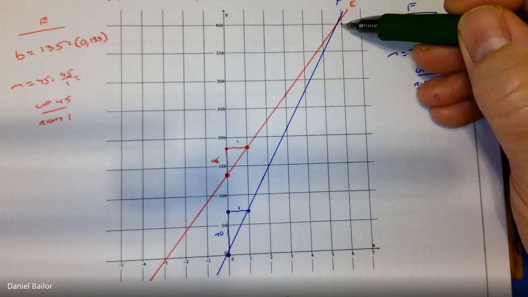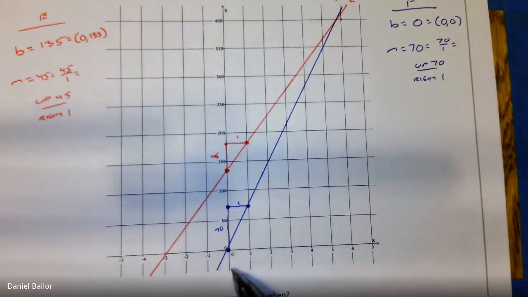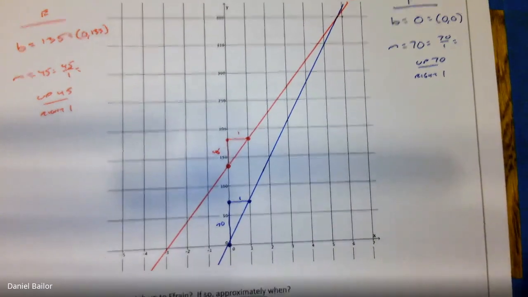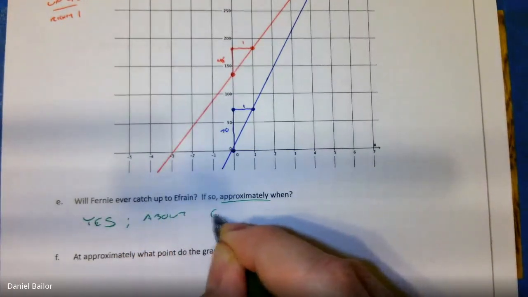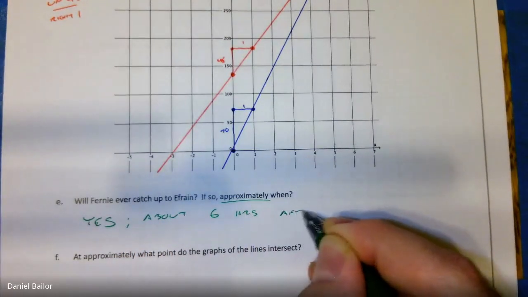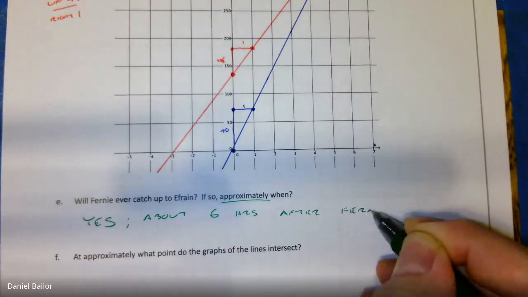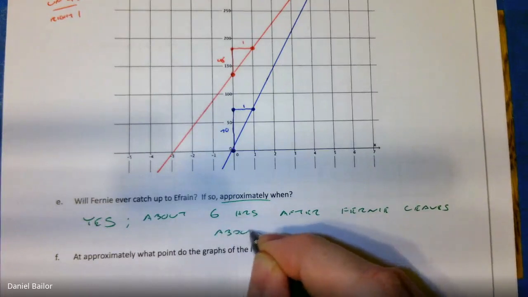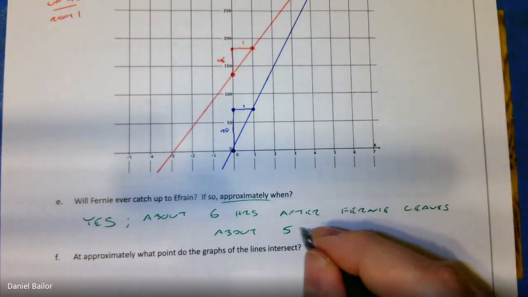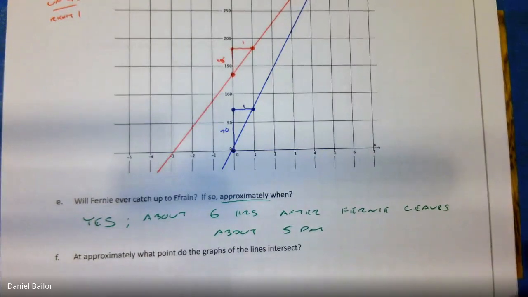So about 6 hours after Fernie starts driving, because Fernie was the 0. Fernie left at 11 a.m., so about 6 hours after Fernie leaves, which is about 5 p.m.